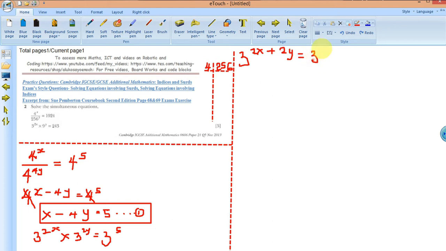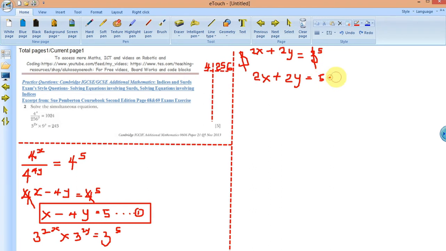You can see that the base on the left hand side and the right hand side are common, so you can cancel them out, and you now have 2x plus 2y equals 5. So this is equation 2. Now I'll go ahead and solve the two linear equations, or better still the system of linear equations, simultaneously. Solve equation 1 and equation 2 simultaneously.